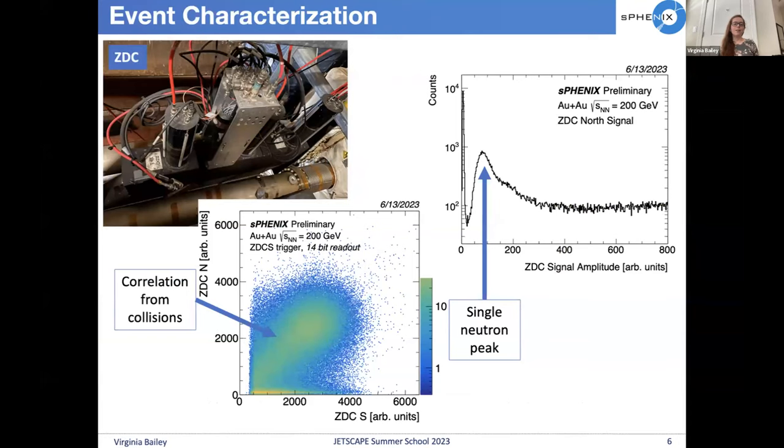So I'm gonna start out with some of the event characterization detectors. Here's a picture of the 0-degree calorimeter sitting down in the tunnel along the beam pipe. As I mentioned before, this measures spectator neutrons from the collisions. Here we can see a couple of plots from the data, doing the correlation between the south side and the north side, so one on either side of the detector. You can see this nice correlation between the two, where we're getting the spectator neutrons from these gold-gold collisions. And if you look at a 1D projection of this, you can see that we can resolve a single neutron peak, so one single neutron hitting the ZDC here.